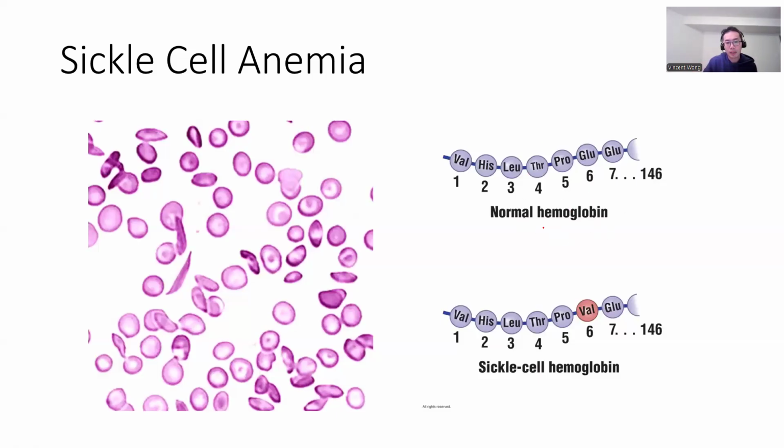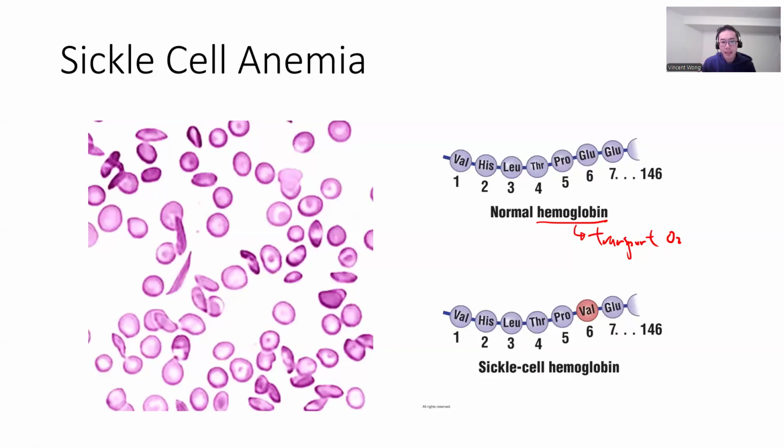Hemoglobin transports oxygen for you. And it's a protein that has 146 amino acids. If we look at the primary sequence, it's valine, histidine, leucine, so on and so forth, right? Number 6 here, we have glutamic acid. You don't have to memorize the names, okay? I just happen to remember them.